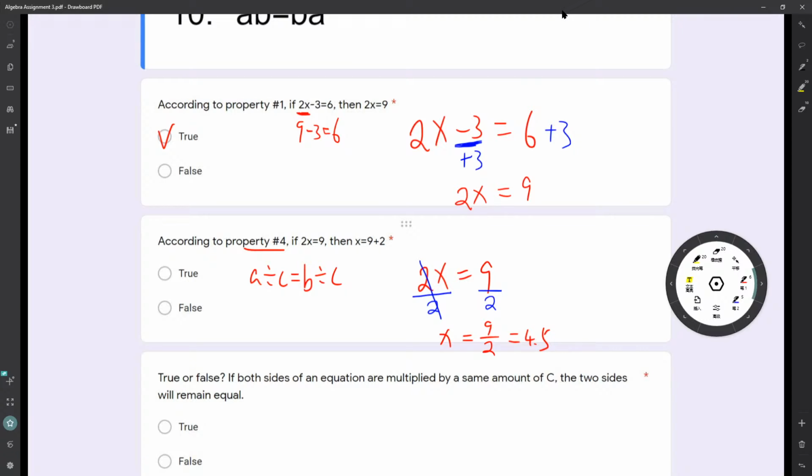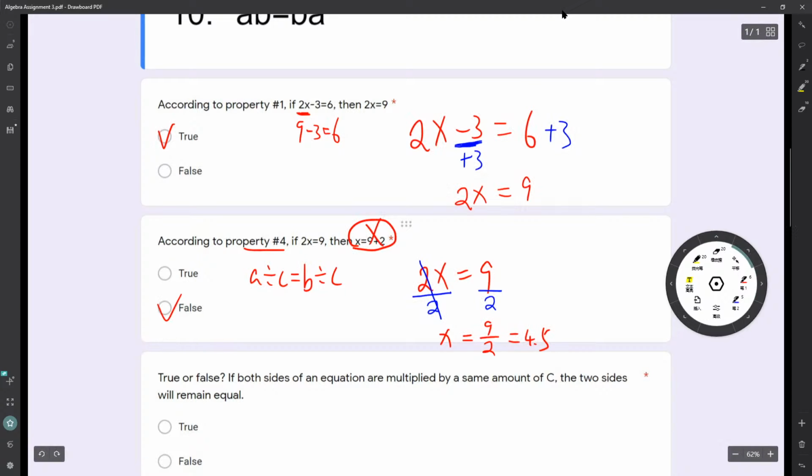So this is false. According to property 4, we are dividing by the same number. We are dividing by 2, not plus. So this is false.